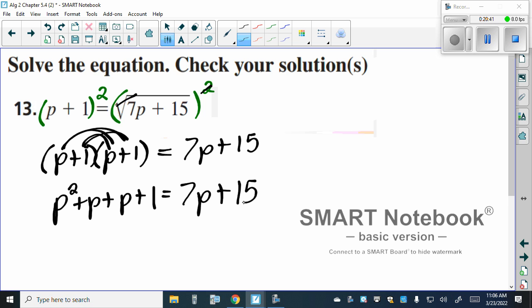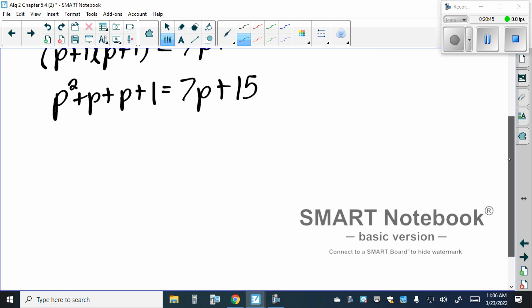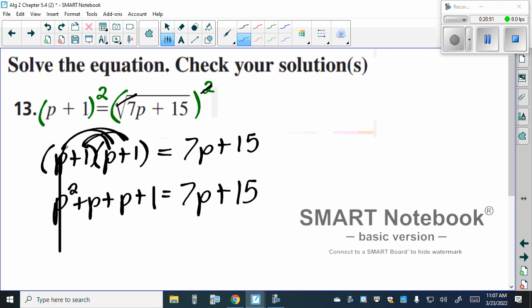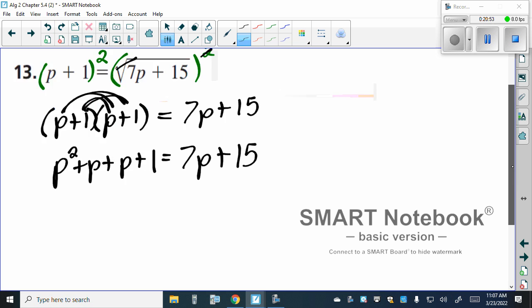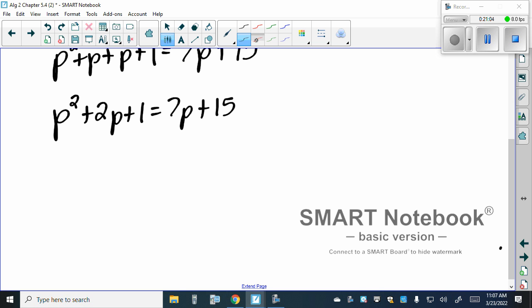Now we did get a quadratic. Now at this point here, we'll need to go on and combine like terms. So we can say that we have p squared plus 2p plus 1 is equal to 7p plus 15.